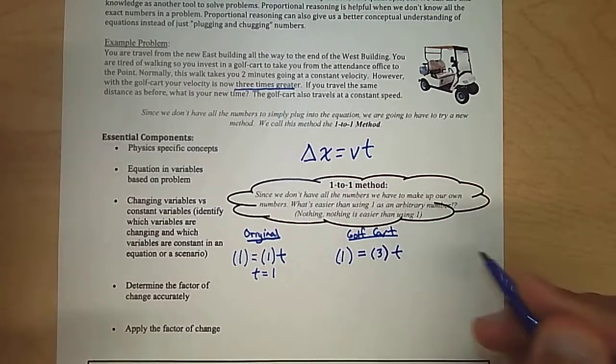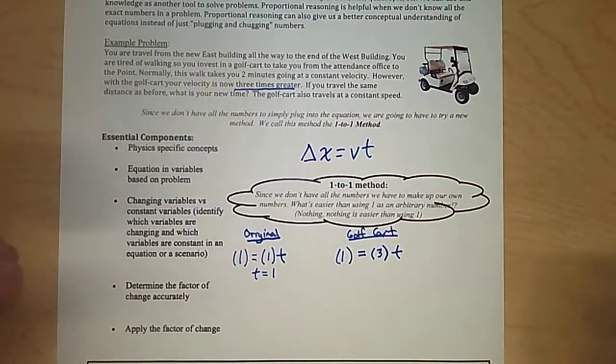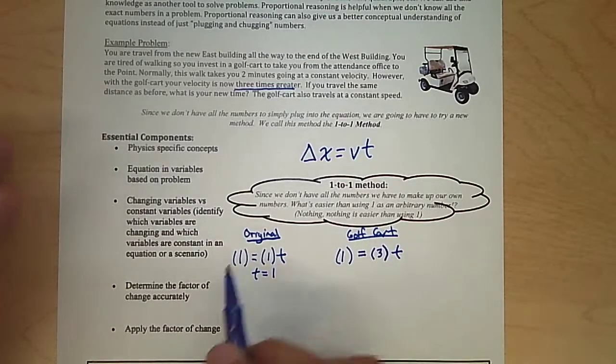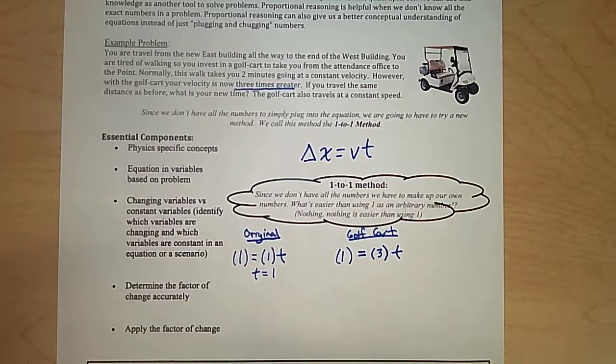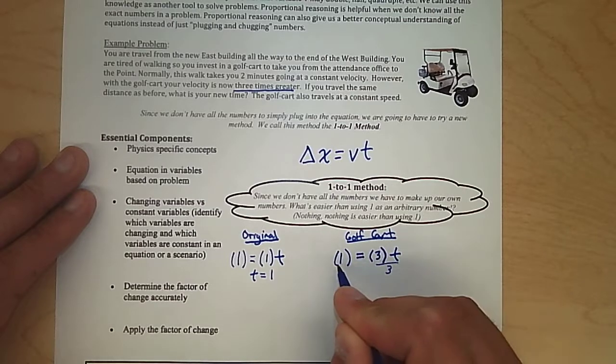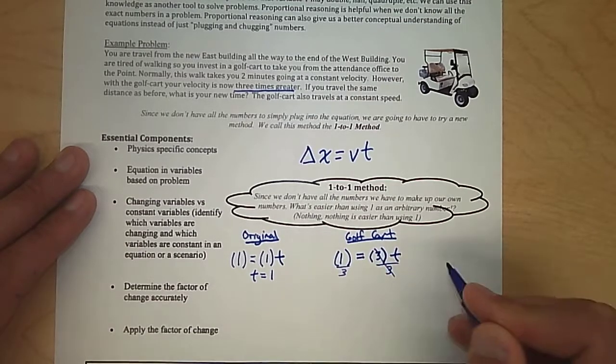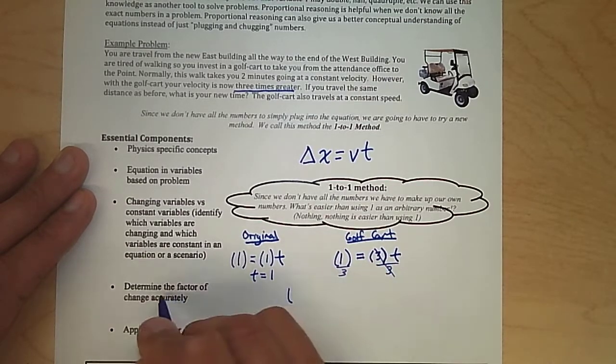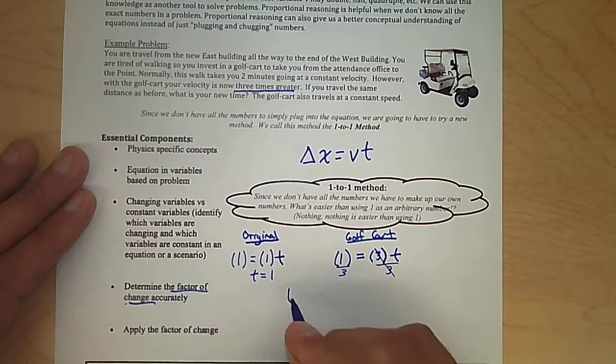Now, some of you might be looking at this and thinking, I could figure out what the time would be in my head. I will say that this proportional reasoning, even though this is a simple example, will start to get more difficult, so it's really helpful to get these essential components down when we go to more difficult problems. If I solve for time here, I'm going to divide by 3, divided by 3. These cancel out. So my time, or my factor of change, ends up being 1/3.